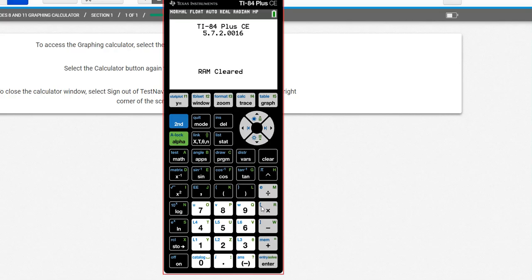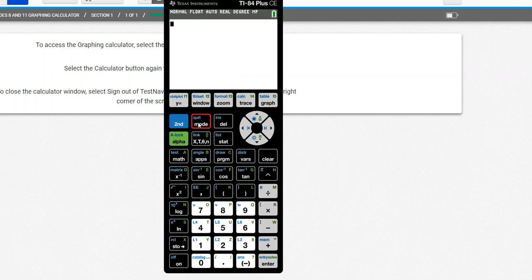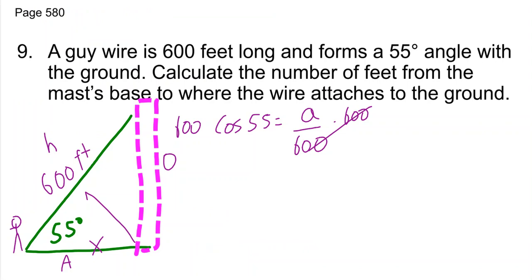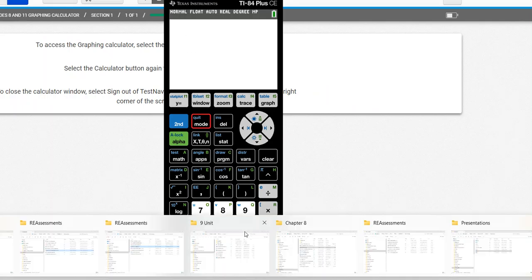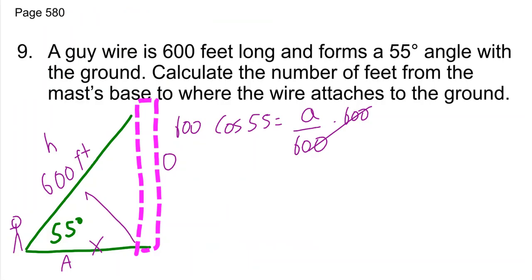I'm going to use my calculator. I'm going to check that it is in fact in degrees. Many times, with this digital one, whenever I open it up, it goes back to degrees. But you might have a classmate that might be doing math in degrees or in radians. And if I did this in radians, it'd be wrong. So the numbers were 600 times the cosine of 55, which gives me 344.1.